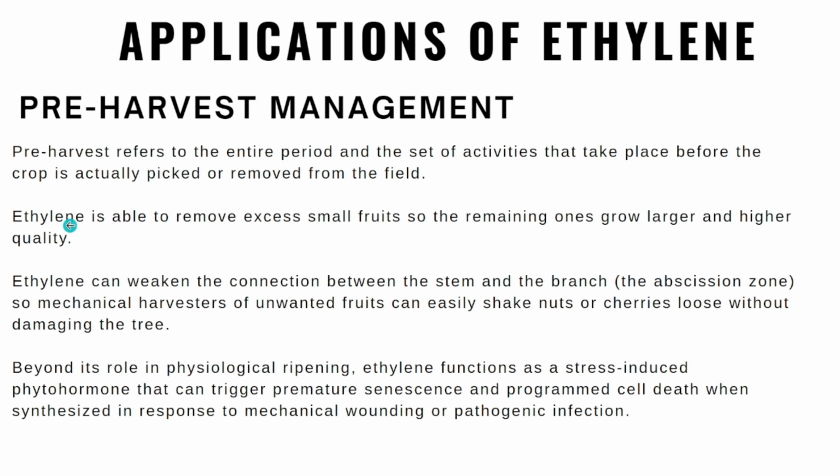So when you use ethylene, the very small fruits can be removed, allowing only the larger and higher quality fruits to grow. And it can also weaken the connection between the stem and branch, as I mentioned, the abscission zone, so that with mechanical harvesting, fruit, nuts or cherries can easily be shaken loose without damaging the tree. Meaning that you just shake the tree easily, and all the unwanted fruit falls down.